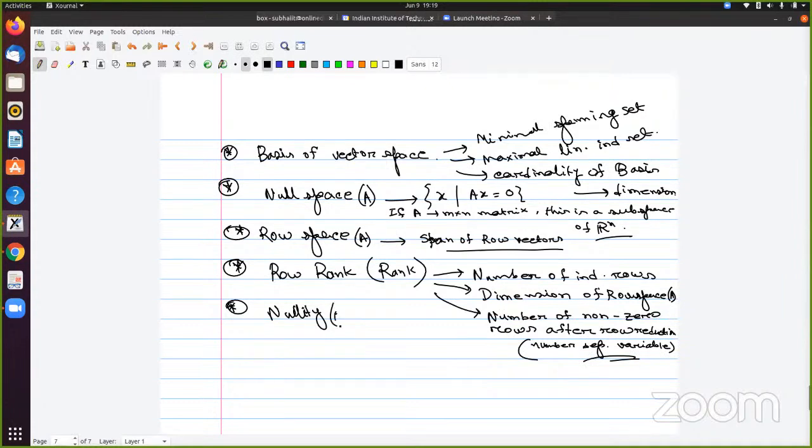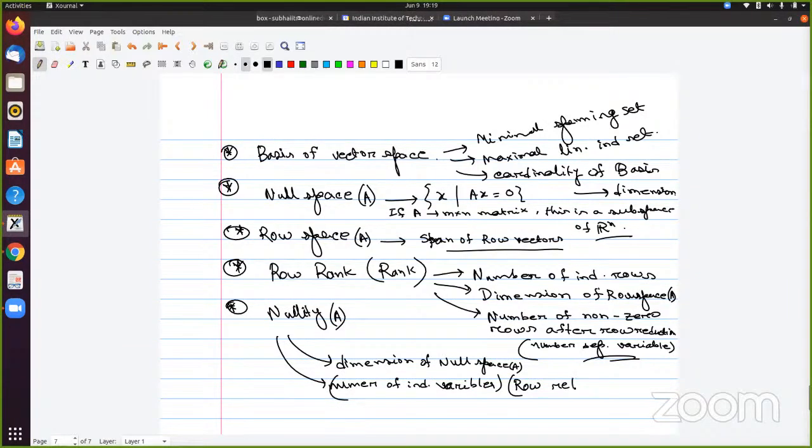What is nullity of A? Dimension of null space. Then number of independent variables. Number of independent variables. So this is basically coming after row reduction, right? Row reduced echelon form. Okay.